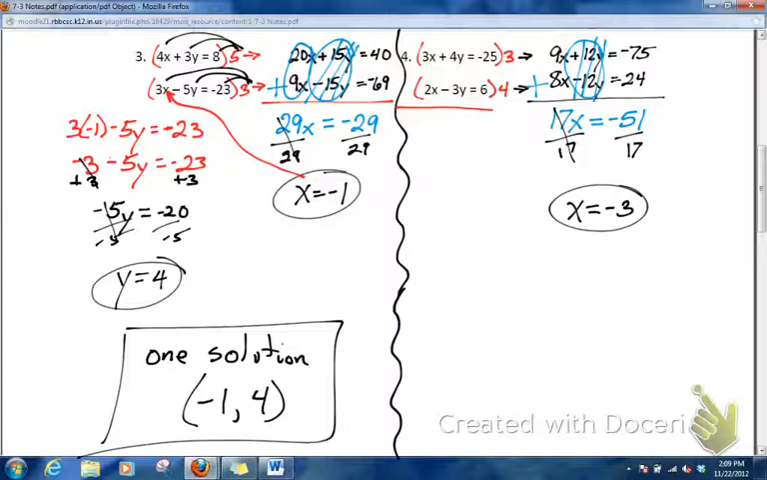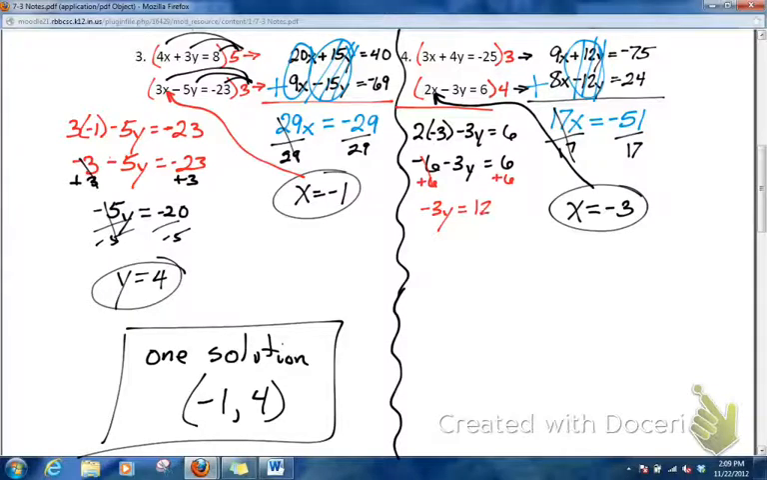So take that x equals negative 3, plug it back up into one of the original equations. Again, I'm going to just use the bottom one there. I'm going to say 2 times negative 3 minus 3y equals 6. Negative 6 minus 3y equals 6. Add 6 to both sides. Negative 3y equals 12. Divide by negative 3. And y equals negative 4.